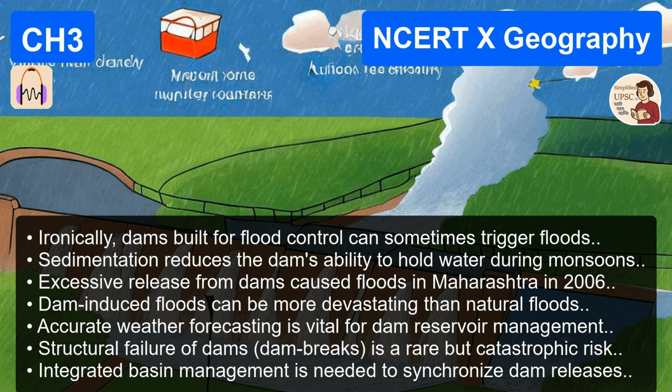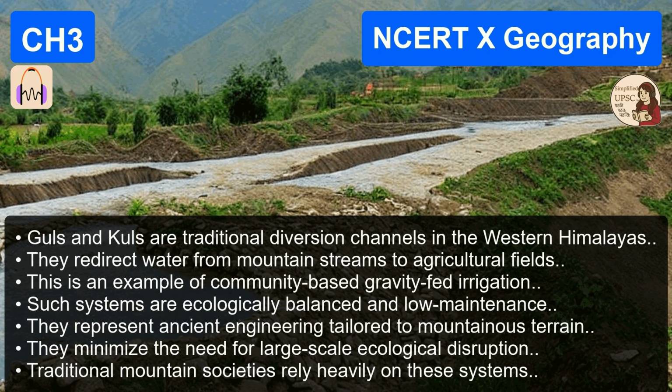Exactly. So when there is excessive rainfall, the dam operators have no choice but to release massive amounts of water to save the physical structure of the dam from collapsing. So the safety valve becomes the danger itself. Precisely. The text cites the floods in Gujarat and Maharashtra in 2006 as prime examples where the sudden release of water from dams actually aggravated the flood situation. They were meant to be shields, but they became cannons.